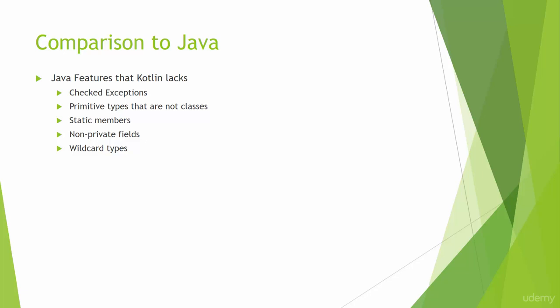Static members. There's no concept of a static member in Kotlin. Static members are class data, global data shared amongst all classes. Non-private fields. Java has public fields. You can share the data publicly outside of the class. The client can automatically access it. You can't do this in Kotlin. Public data can cause problems with encapsulation. There are also wildcard types in Java that do not exist in Kotlin. Mainly has to do with generics.